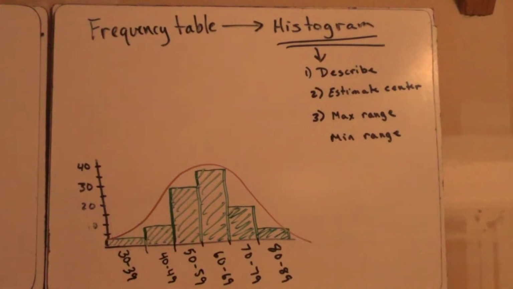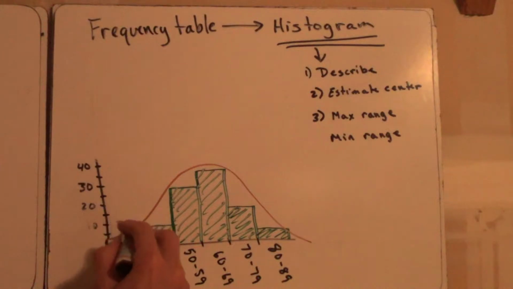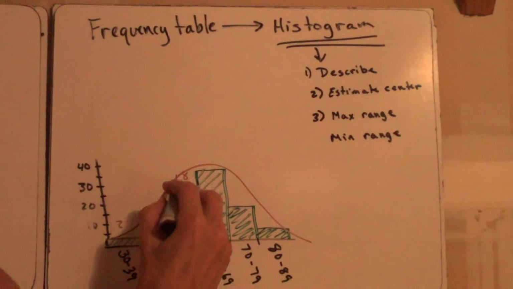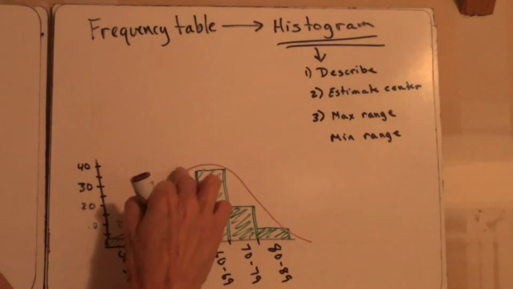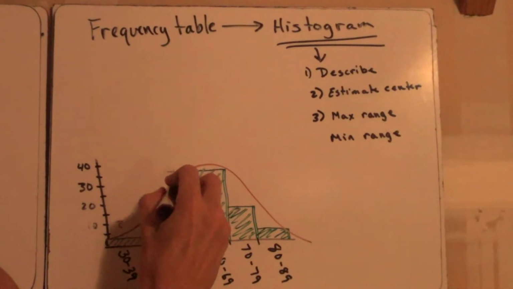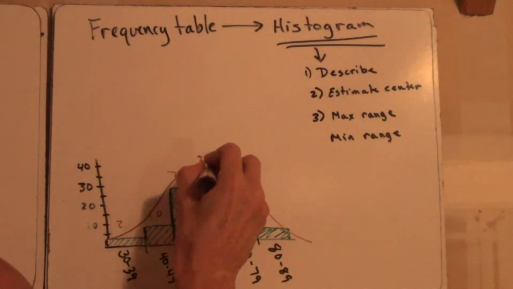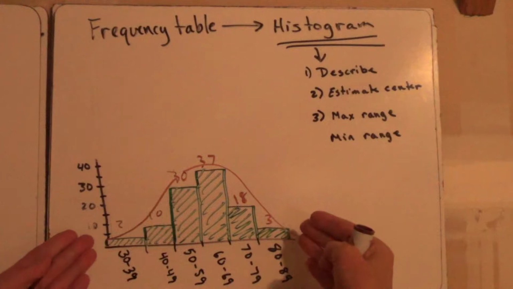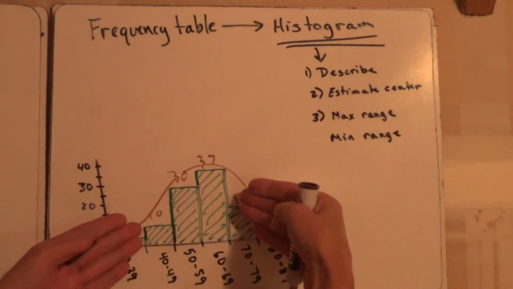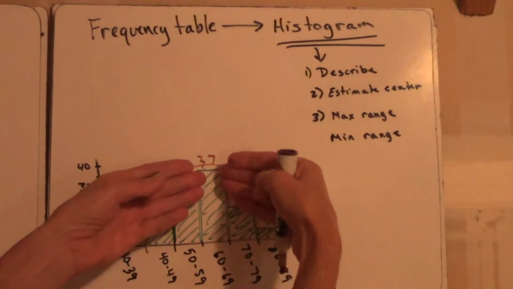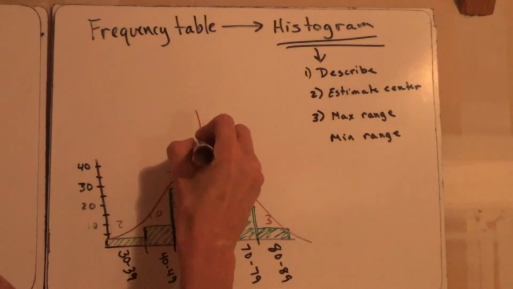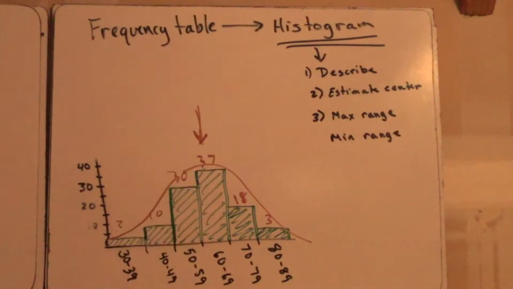Estimate the center of the data. Well, we can tell just by this. There is 2 here, 10 here, 30 there, 37 there, 18 there, and 3 there. So the center is about 20, that's about 12. Center's going to be in the 60 to 69, right in here, down on the lower end of the 60 to 69.